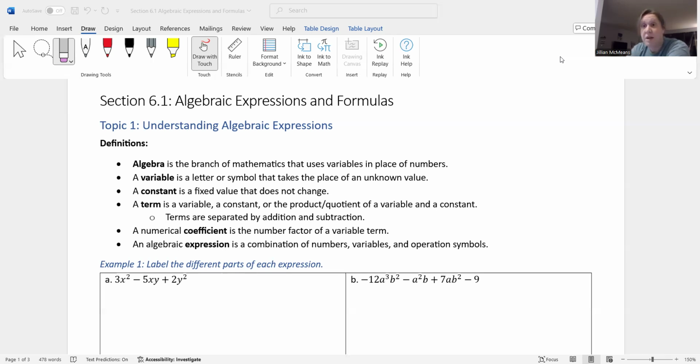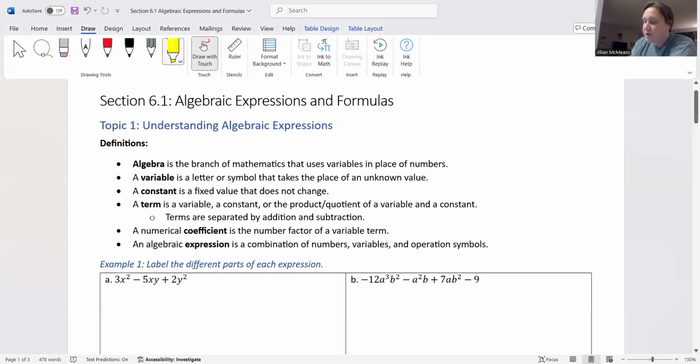For topic 1, we need to just introduce the idea of an algebraic expression first. We need to know what an expression is before we dive into an equation. So we do need to start with some definitions, okay? Now, this should technically be review. I still want to cover it all, but I am going to cover it with a little bit more speed because this is something that you should know coming into this class.